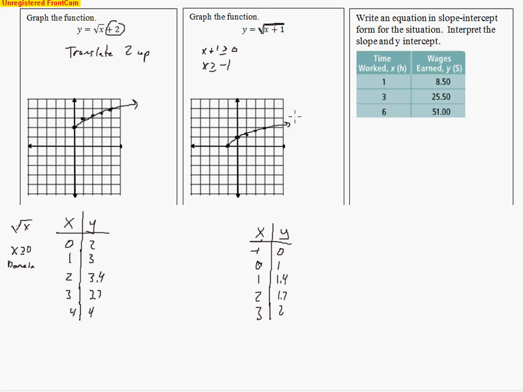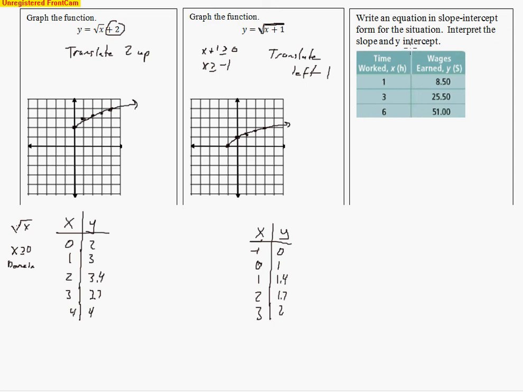So the key is when a number is being added to the radicand, like a 1, that's going to end up moving it to the left. It's going to translate left 1. If I was taking away 1, then it would translate right 1.